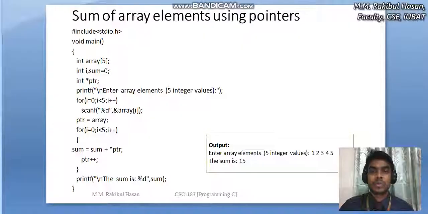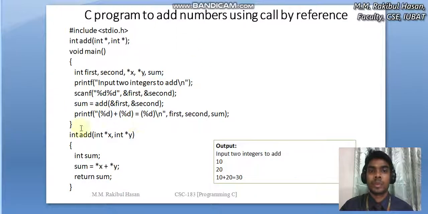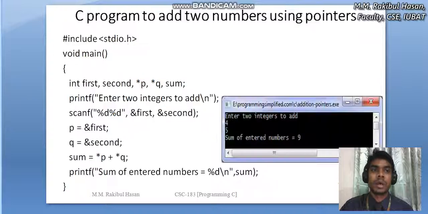Okay, so these are the very basic concepts regarding C pointer. I already showed you some examples, like how to use pointer with array, how to use pointer with user defined function, that is called call by reference. How we can use a pointer in a normal problem, like how to add two numbers. These are the things we can use in pointer. So this is the very fundamental concept regarding pointer.